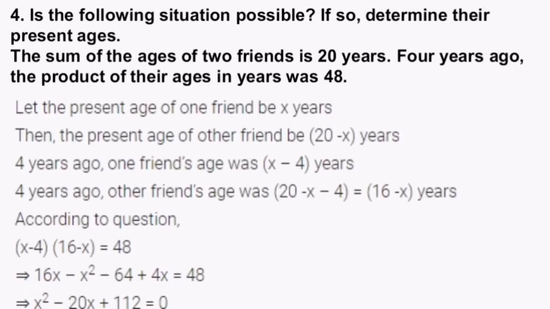In this question, you need to find the present age of two of the friends. For it, let one of the friends' age be x and the other friend's be 20 minus x from the question. Then, according to the condition, 4 years ago, the product of their ages in years was 48, and with this condition, we are forming an equation.